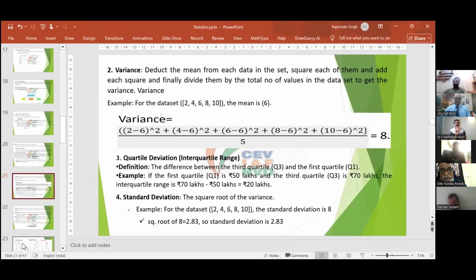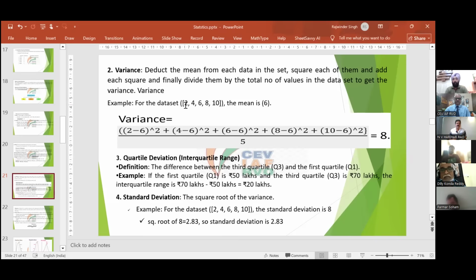Then variance. How will you find variance? Deduct the mean from each data point in the set and square each of them. First of all, you will find the mean of the data set, and then you will subtract it and square. You will get the sum of squares of the differences between the mean and the term, and divide it by the number of terms. That will be called variance.